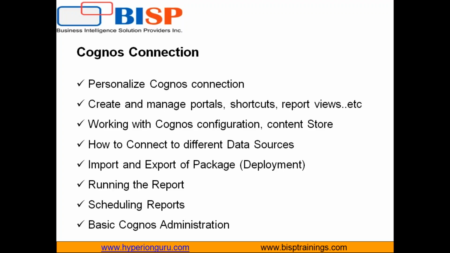Normally in an environment, we will have three types of environment: development environment, test environment, and production environment. So once the reports are developed in the development environment, we need to move them to test and then to production. So that we say it's a deployment. So we will export the reports from the development environment, and then we will import the reports in the test environment. So those type of deployment, what is the deployment, you will see all those things here.